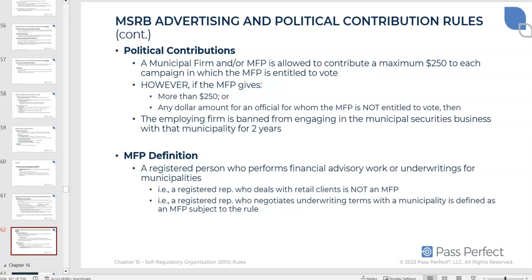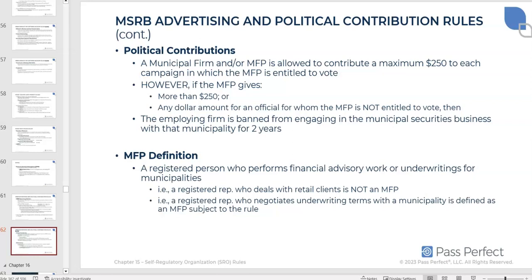Now, what about the case of political contributions? As we said, many of these broker-dealer firms will compete to do the underwriting on a municipal bond offering. So making political contributions to city council members, mayors, and state legislators who have the authority to choose your firm in a negotiated underwriting could certainly create the appearance of a conflict of interest, and might actually be a conflict of interest itself.